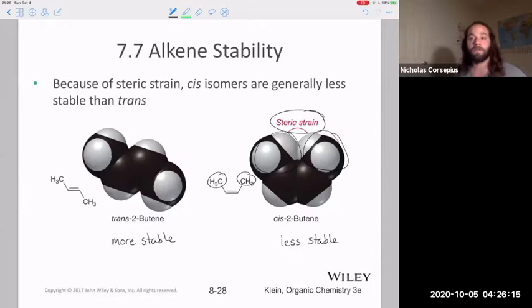is considered to be more stable. Okay, so in terms of thermodynamics of forming an alkene, generally speaking, the trans alkene is going to be more stable than the cis alkene.